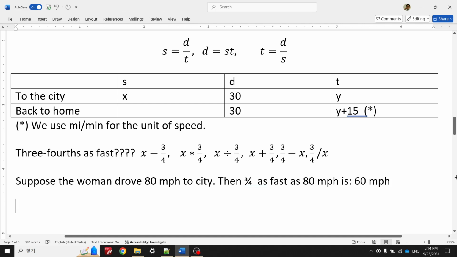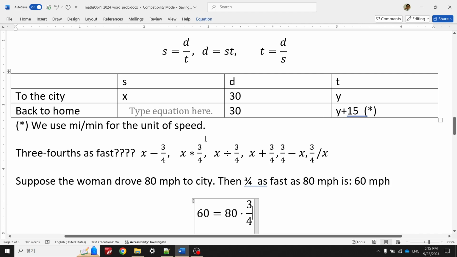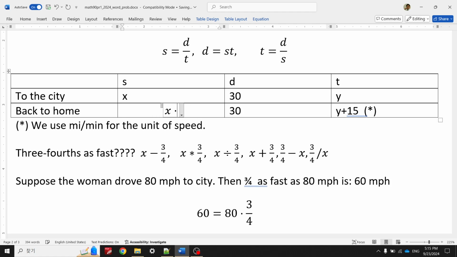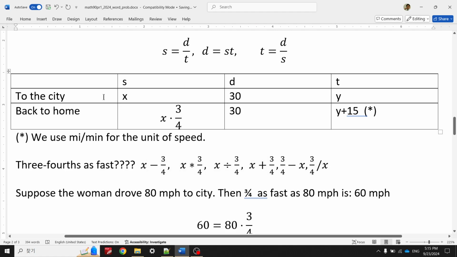So back to home. What's the speed again? What did I put here? No, the 60 miles per hour is just to make a point. We see that 60 is equal to 80 times 3/4. Okay? So really what should be here should be x times 3/4. So that's what we have.